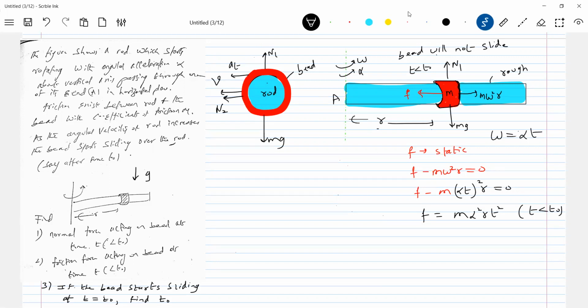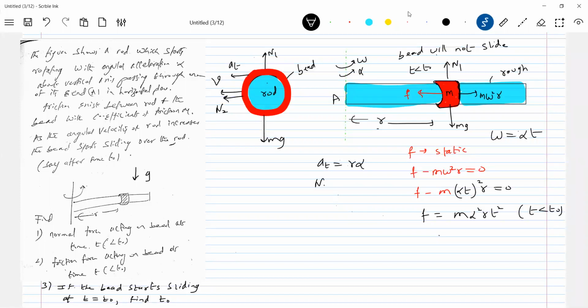Just you hold anything and you try to rotate in circular path, you are going to push that object. Now the rod will push the bead to be in circular path. So it will exert a force, that one. So therefore here, and what is AT? AT should be equal to R alpha. Alpha is given for us.